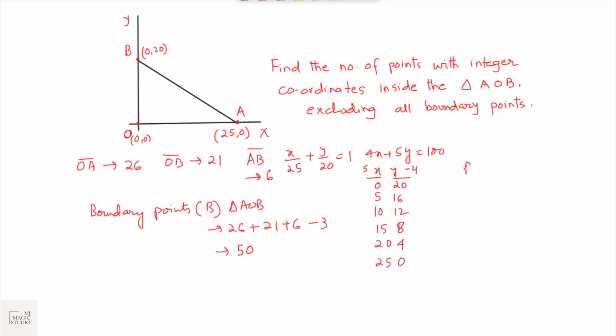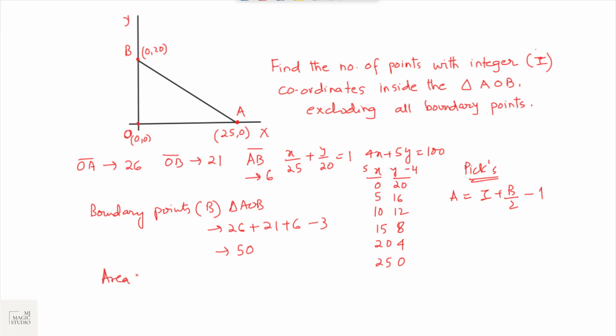Now, according to Pick's theorem, the area of this bounded figure would be given by I plus B by 2 minus 1, and we are looking out for the value of I. Find the number of points with integral coordinates inside this. We are looking out for the I in this Pick's equation: A equals I plus B by 2 minus 1.